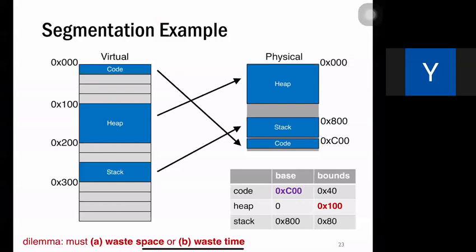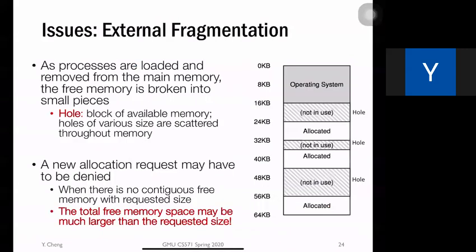inevitably fall into this so-called dilemma where you must waste memory space, or waste performance time, right? So let's first take a look at why this segmentation-based approach gets to waste a lot of memory space. In this slide, it shows an example of so-called external fragmentation. So what does external fragmentation mean?